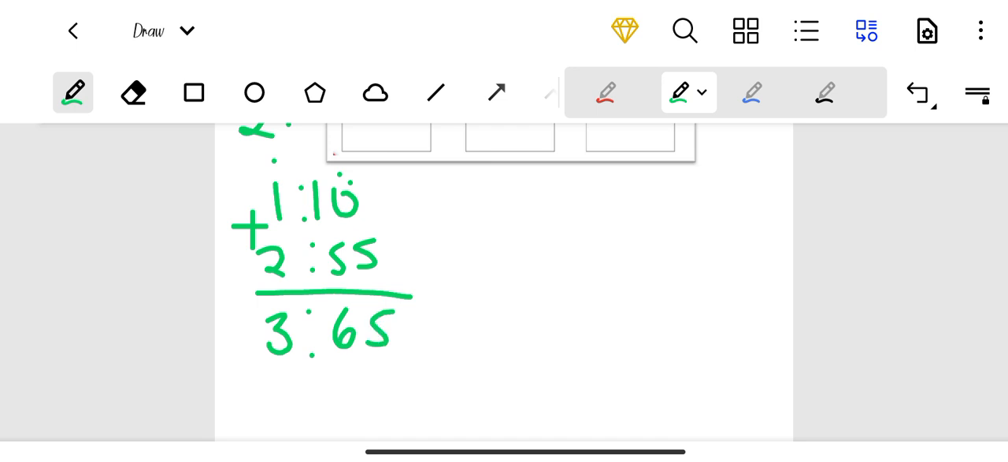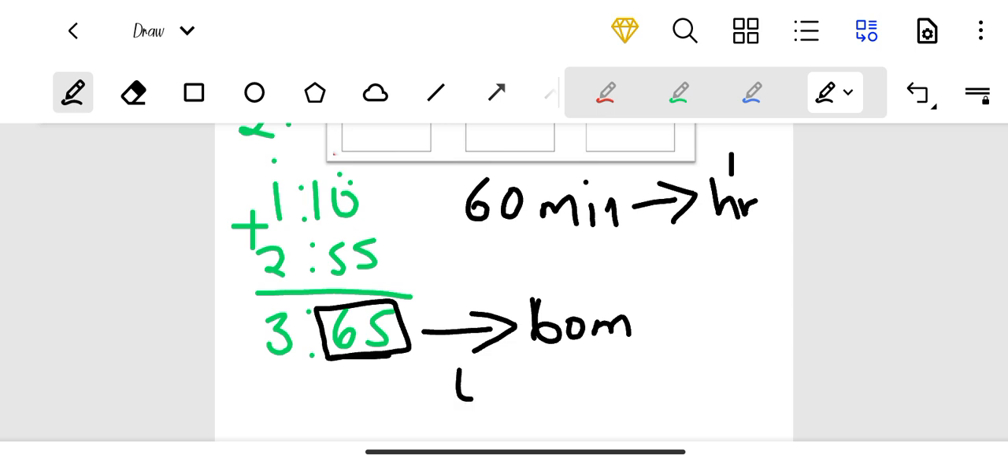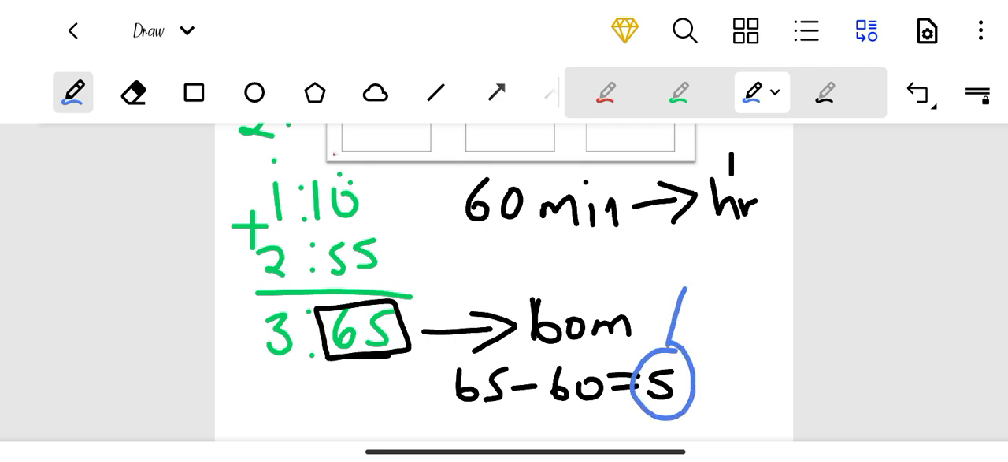When we were stating back then, we stated that we only have 60 minutes, and each and every 60 minutes forms an hour. Let me just say 1 hour. So what are we supposed to do here? We're supposed to convert these and remove an hour, which is 60 minutes. So 65 minus 60, we're going to remain with 5, which is going to be our final minutes. So we're going to have 5 minutes.